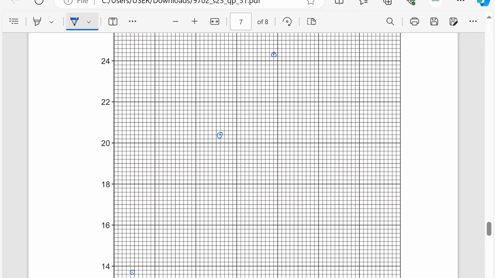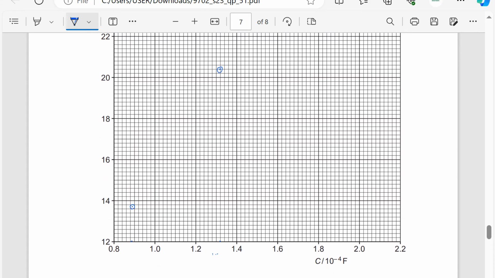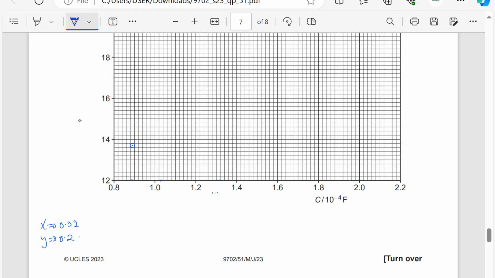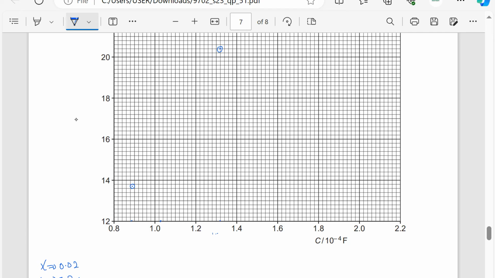Then the next point on the x-axis is 1.03. 1.03 is in between here. Remember, each box here is 0.02. So I'll say 1.03 minus 1 divided by the square, which is 0.02. That is 1.5. So I add 1.5 on 1.0 to reach 1.03. Then on the y-axis it is 16.1. So that is 16.1 minus 16 divided by 0.2 on the y-axis. So that is half a square. So on 16 I'll add half a square. So the point is going to be this one here. It is in the middle of the box.